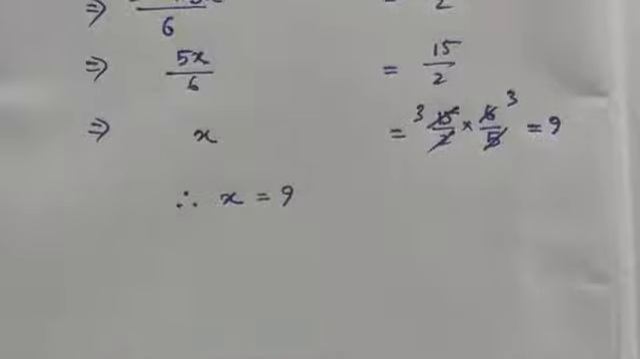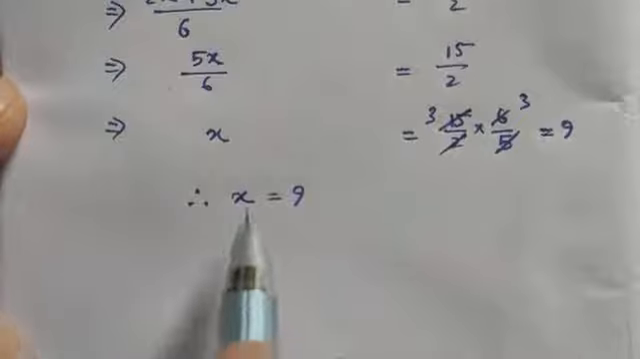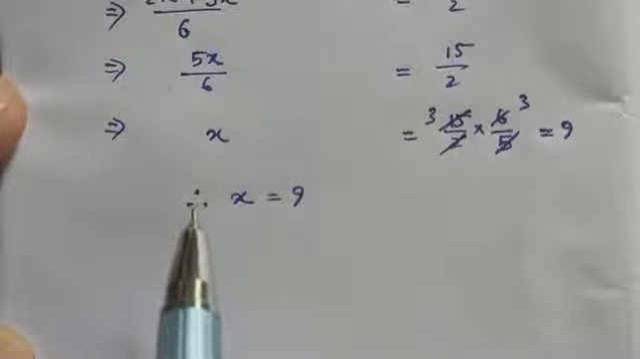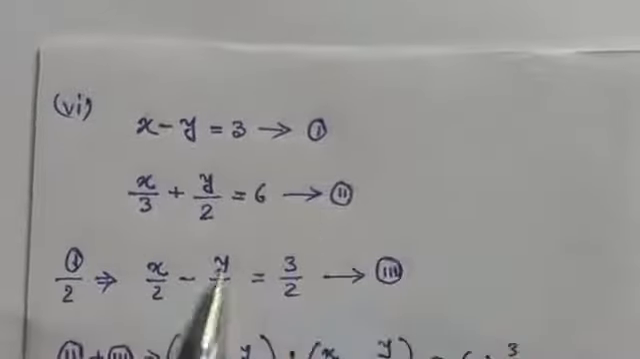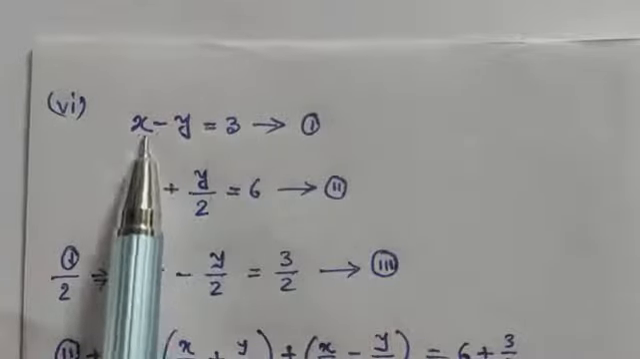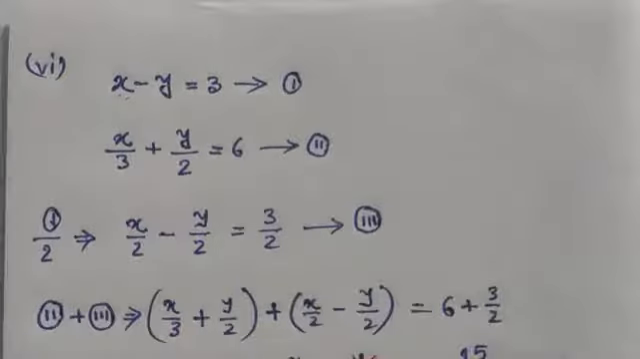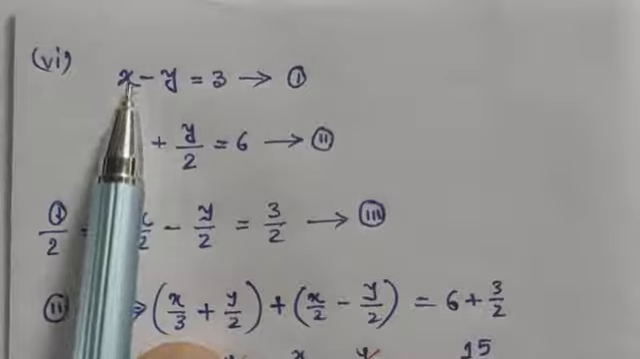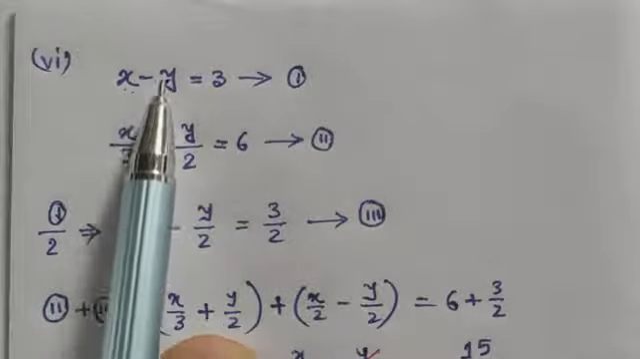Therefore, x is equal to 9. If you now substitute the value of x in any one of the above equations, whichever you find easier. Let's see. Equation 1, I think, is the easiest one. If you substitute the value of x here and solve it, then you will get the value of y. Let us do so. So equation 1 is the easier one.